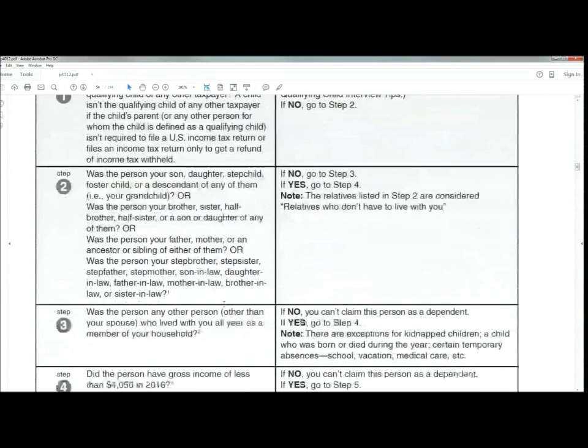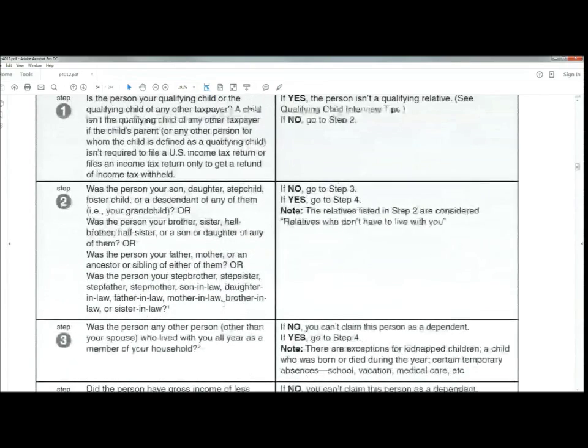Let's see. Well, this would be the test, and it's an "or." Are they related? Of course, Brittany and Jane are related, so no issues there. But if they weren't related, then we would go to step 3 and ask, were they in the household the whole year? So people can claim completely unrelated people, but they've got to be with them all year for that to happen. But for us, step 2 is a big old yes. Brittany is her daughter, so we're going to go to step 4.